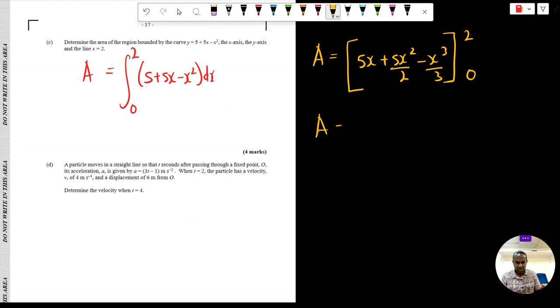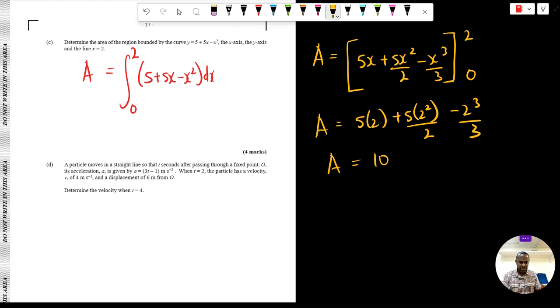And so therefore, a equals 5 times 2 plus 5 times 2 squared divided by 2 minus 2 cubed over 3. And so a equals 10. 2 squared, that's 4. 4 times 5, that's 20. 20 divided by 2, that's 10 again. Then we have 2 cubed, this is 8. 8 divided by 3. If you want to leave it as a fraction, this is minus 8 over 3.